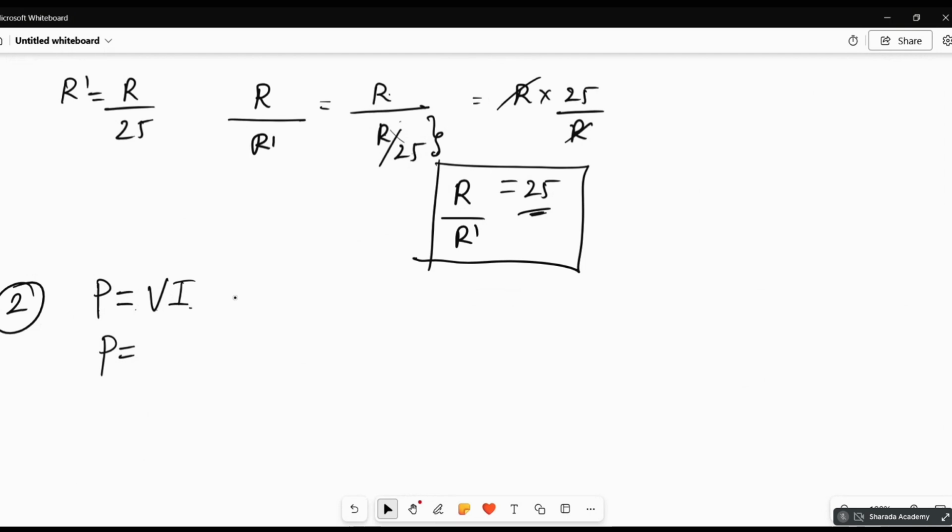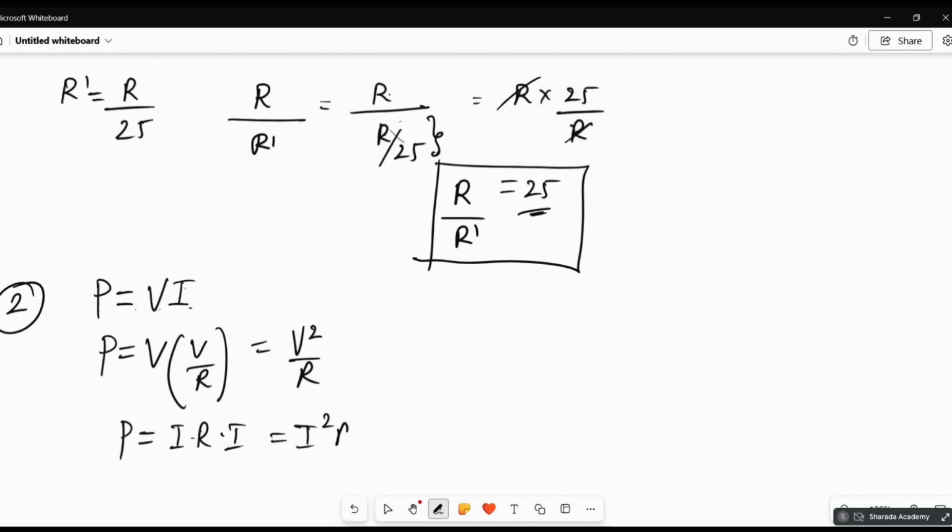This is one formula. Instead of I, I can write V by R. There I will get V square by R. Another one, P is equal to, instead of V, I can write I into R. So that is I square R. Three formulas are there. So which one is not the formula for the power? Compare and tell me. So option B.